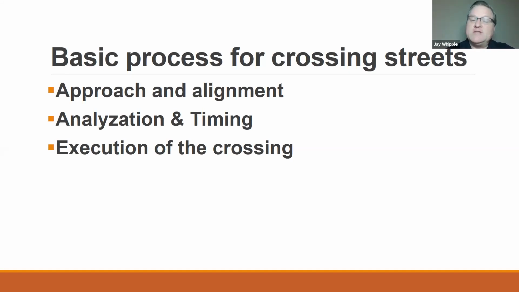But I also tell my students, you can't cross the street until you get there. So the beginning of the process of crossing streets is your approach and then your alignment. So you have to get to the corner. You have to align yourself to a point where you feel that you are parallel to one street and perpendicular to the other, so that when you step off and you start to cross, you're not veering out into either one of those two streets.